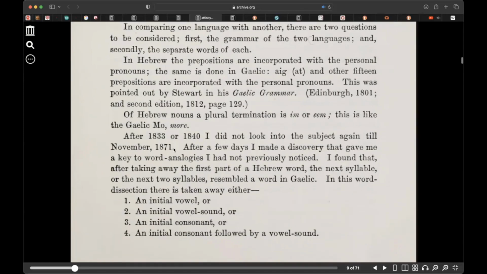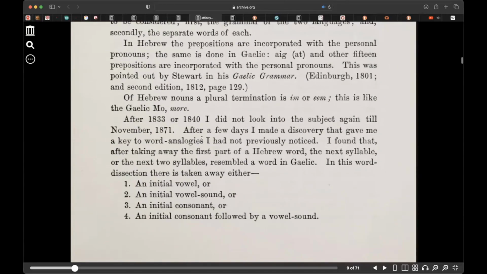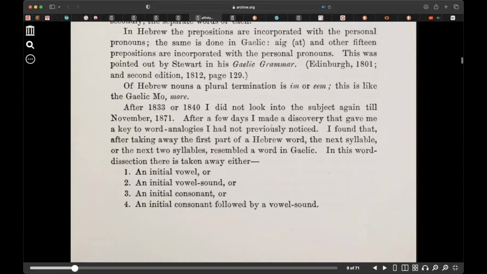After 1833 or 1840, I did not look into the subject again until November 1871. After a few days, I made a discovery that gave me a key to word analogies I had not previously noticed. I found that after taking away the first part of a Hebrew word, the next syllable or the next two syllables resemble a word in Gaelic.